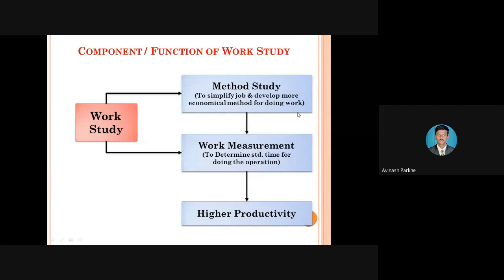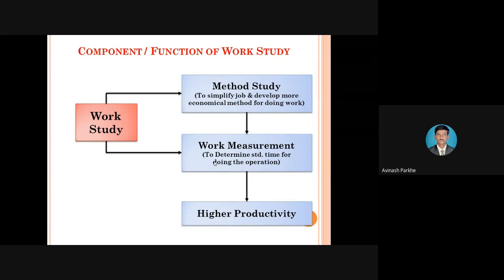Whatever job or manufacturing process is given to you, we have to simplify that process, and we have to select the best method, or select a new method for performing the operations. In addition to that, after the method study, the second step also plays a very important role. Which one is that? Work measurement. The name itself suggests that work measurement means to determine the standard time for the operations.